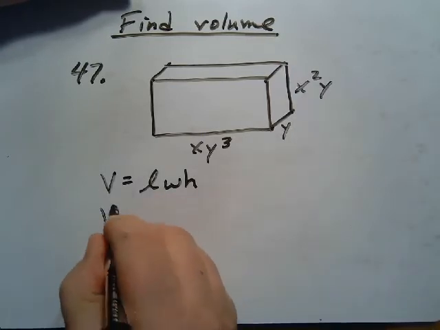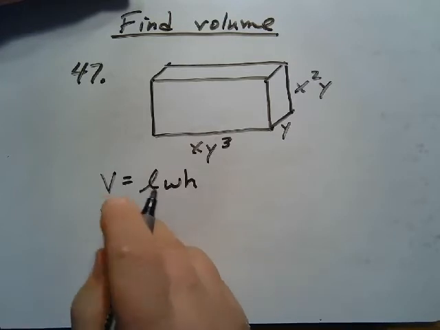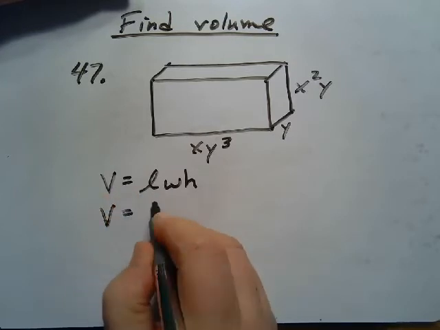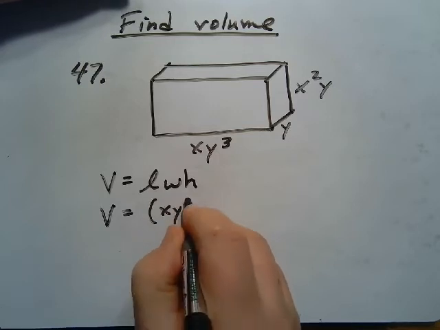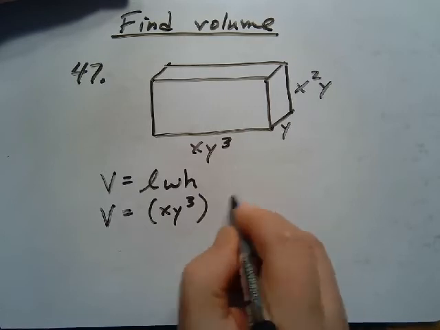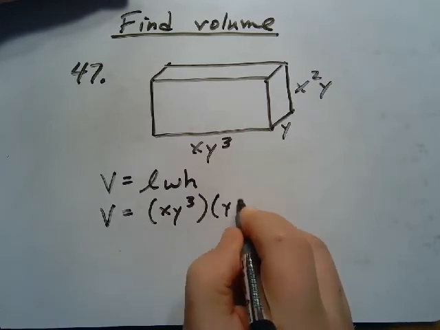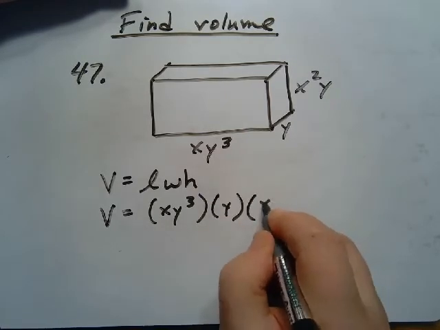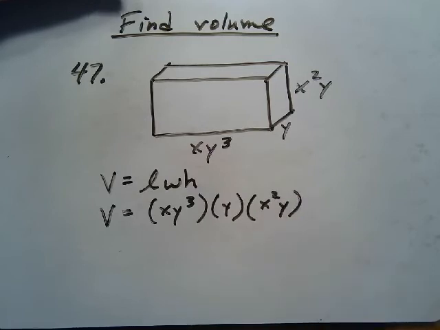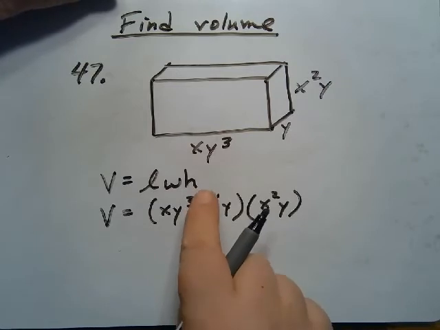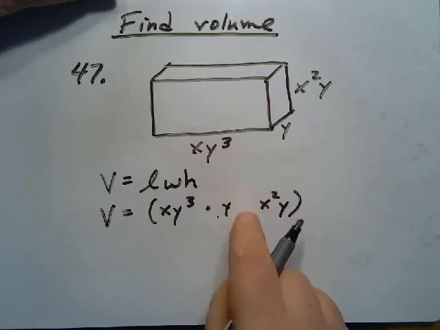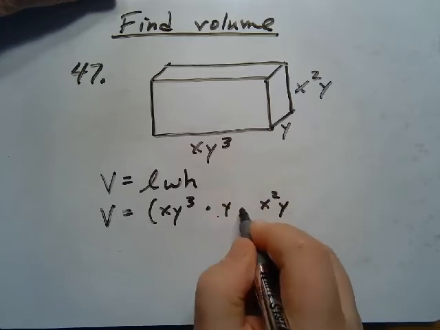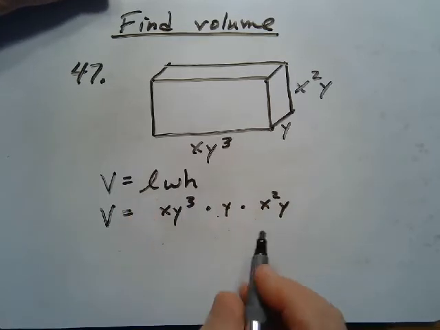So we're going to substitute each of these in here. I'm going to use parentheses, but I don't really need to. I'm doing it just for emphasis. The length looks like it is xy cubed. The width looks like y. And the height is x squared y. Now, I really don't need the parentheses here, but I'm just going to put dots between them so you can see how this works. I don't need the parentheses because nothing's going to get distributed or anything like that. Okay? So here we go.